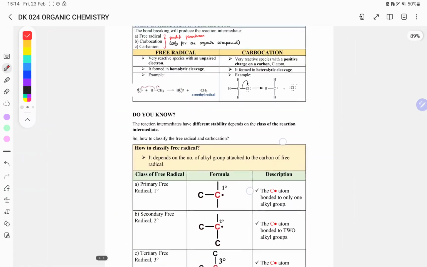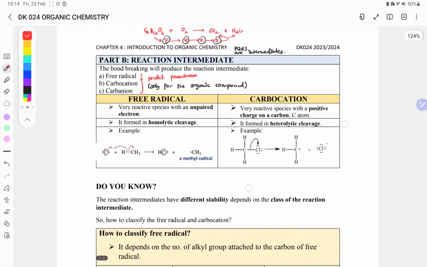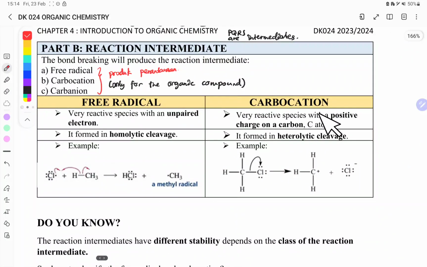So, if we were to look at this, carbocation ions are very reactive species with a positive charge on a carbon atom by definition. We form it through heterolytic cleavage. Whereas a free radical is a very reactive species with an unpaired electron, formed in homolytic cleavage. Okay?